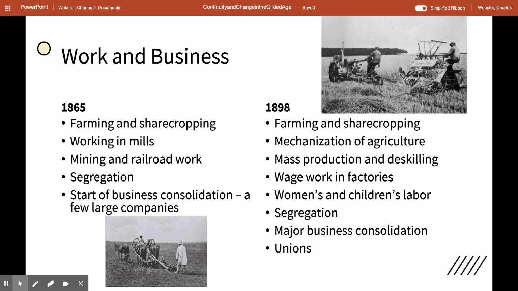of the Gilded Age. During the Gilded Age, there was a huge shift towards unskilled wage work and big corporations, right? So you can see that there was some changes. Other aspects of work and business kind of remained the same, right? So now let's take a look at living and migration patterns.